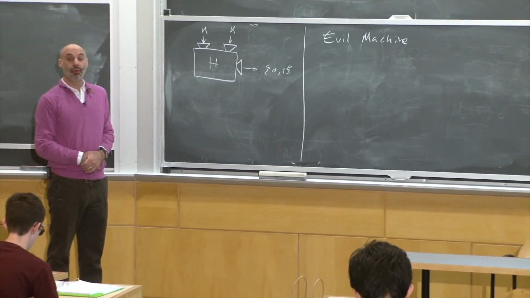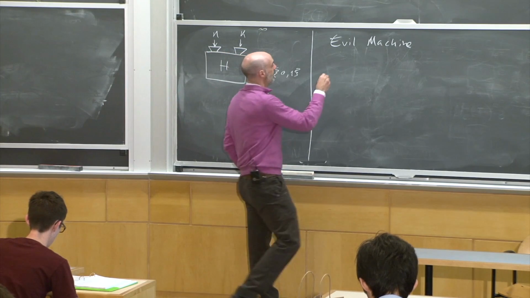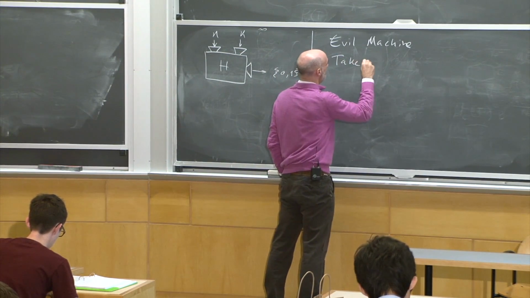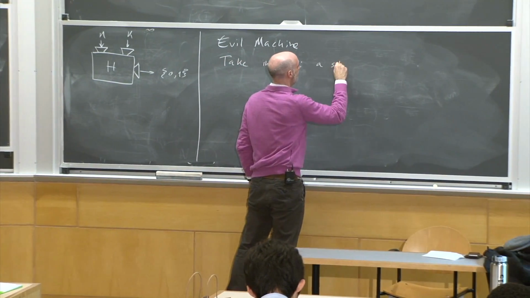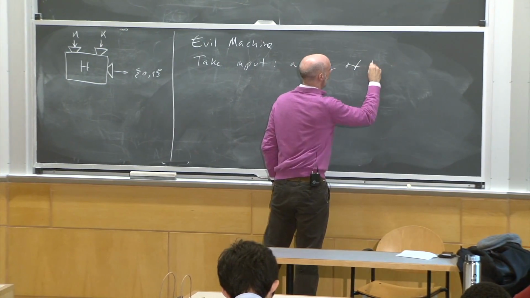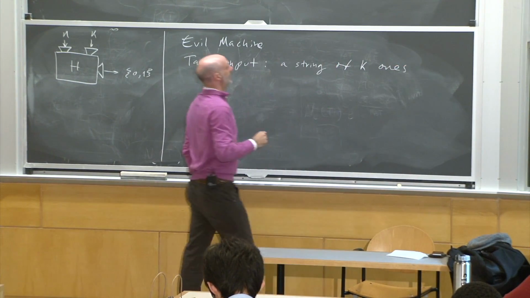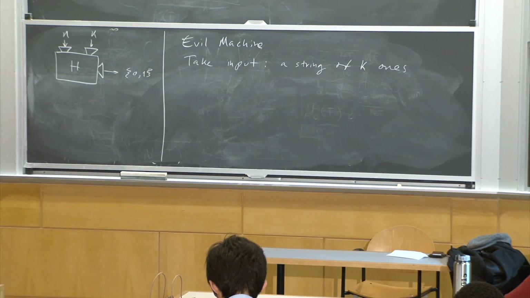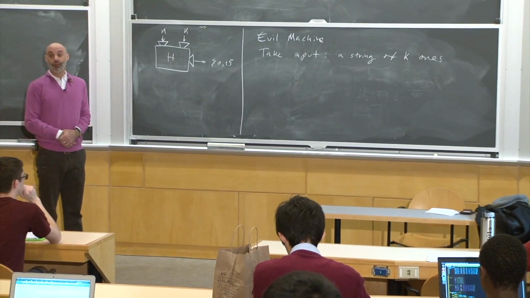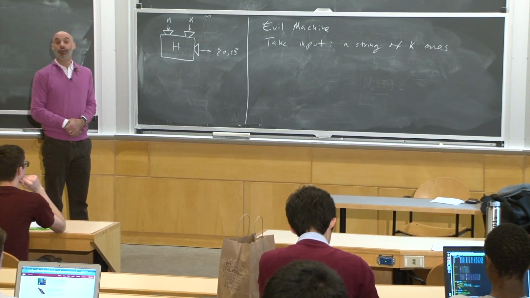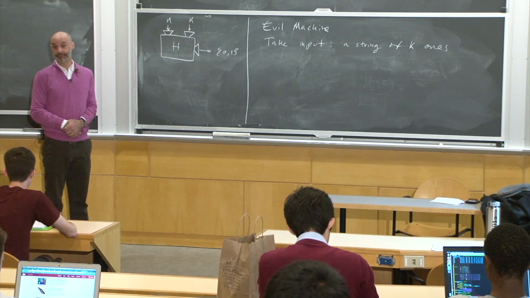OK, so here is our impossible machine. I'm going to call it the evil machine. So the evil machine takes one input, which is a string of k ones. And the first thing that it does is create a copy of that string right next to the original one with a blank in between.